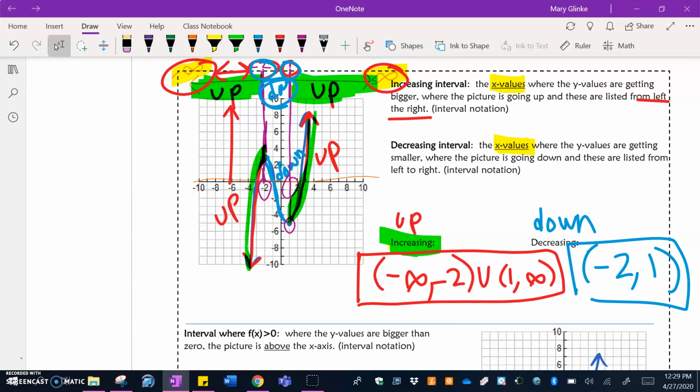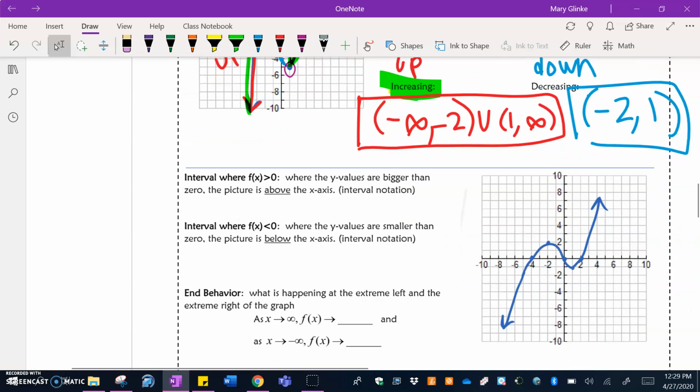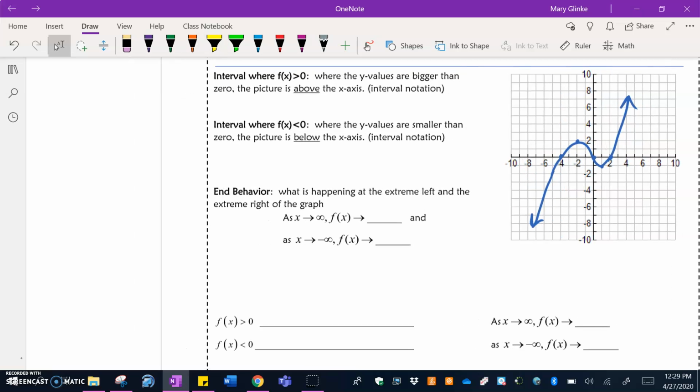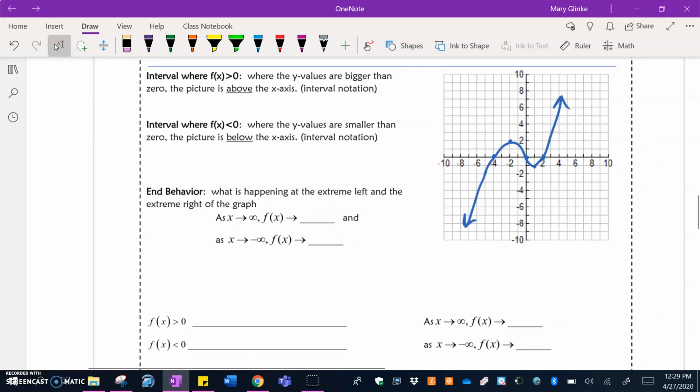And again, I'll do more videos with increasing and decreasing and the rest of the stuff coming here because it is brand new stuff for us. So what we're going to do is start with your graph here. Where is your graph greater than 0?